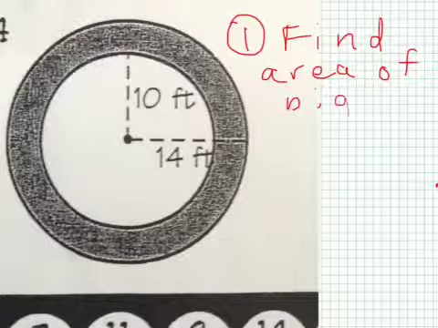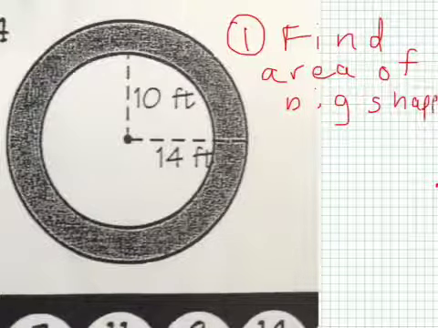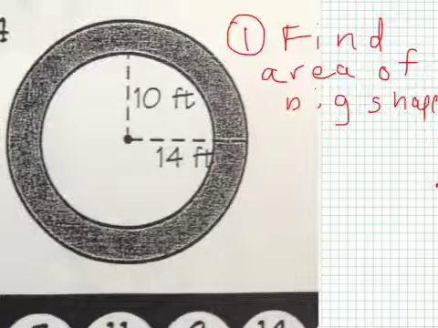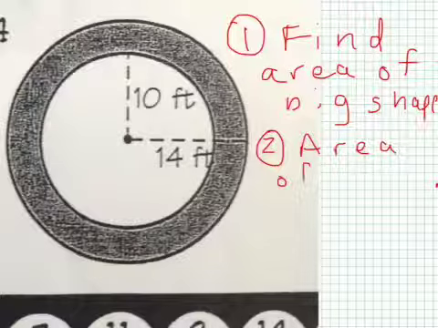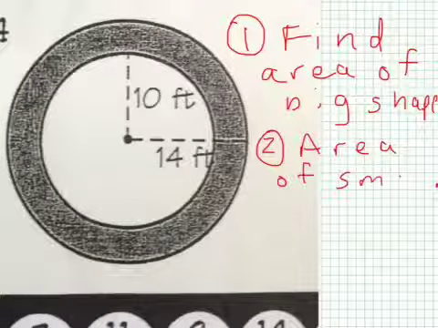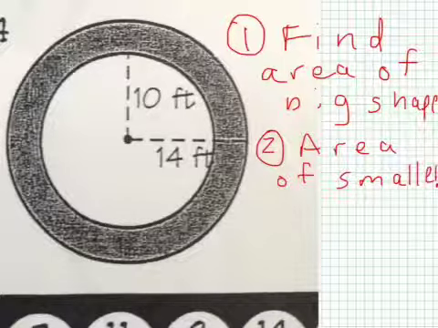Alright, step two. Step two is to try and find the area of the not shaded or unshaded shape, and usually that's the smaller shape. And in this case, they are both circles. So area of smaller.